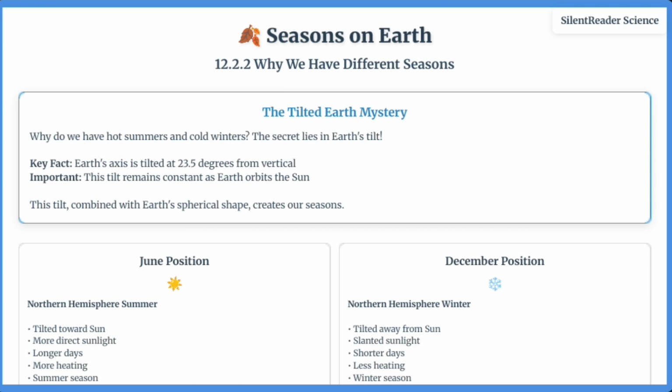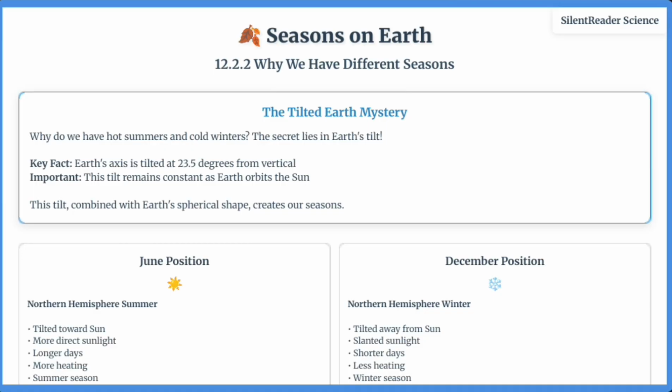There are common misconceptions about seasons. Some people think we have summer because Earth is closer to the Sun, but actually, Earth is farthest from the Sun in July. Others think Earth's oval orbit causes seasons, but the orbit is nearly circular. The real reason is the tilt of Earth's axis.